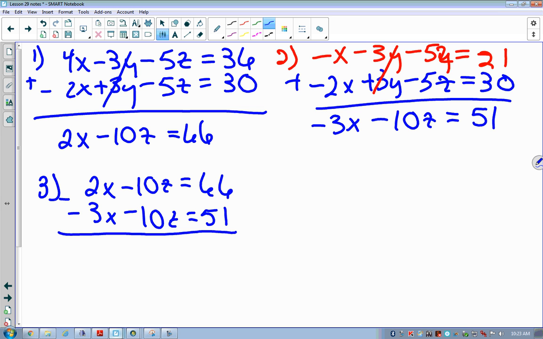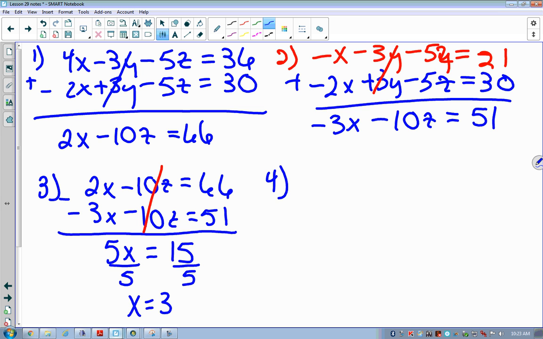They cancel out, right? They become positive. So that becomes 2x plus 3x, which is 5x. Now my 10s cancel out because negative 10 minus negative 10 is the same as negative 10 plus 10, right? So that will cancel these out. And I'm getting 66 minus 51. What is that? 15. Okay, now I can solve for x. Divide by 5. What does x equal? X equals 3.